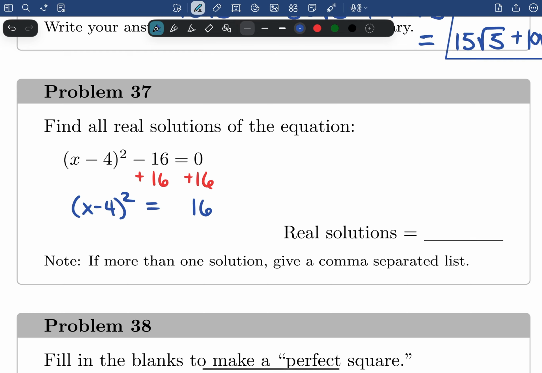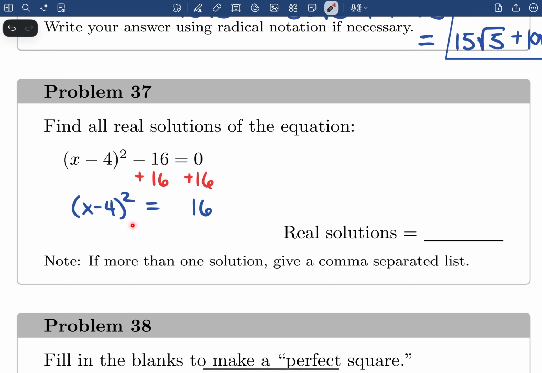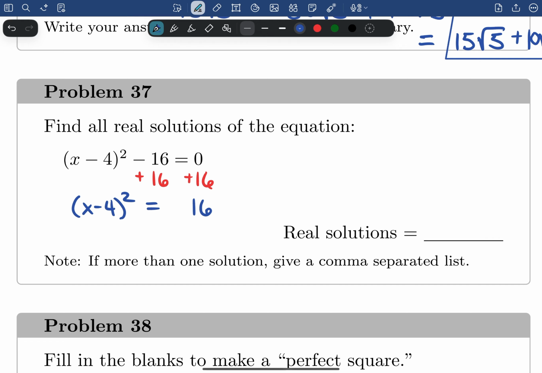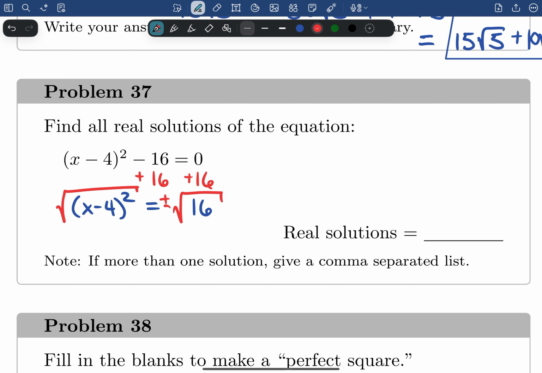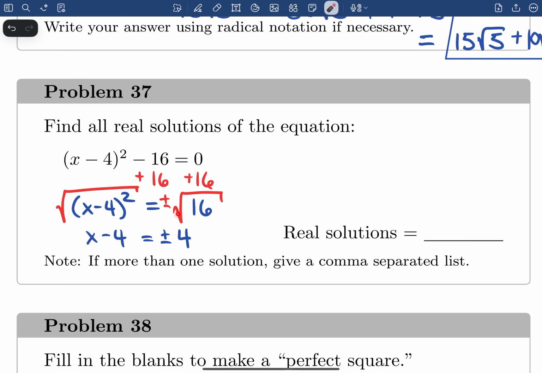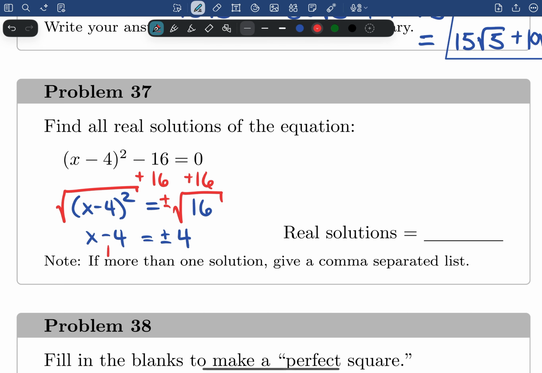Okay, and now that I have the thing that is being squared by itself, I can apply the square root property, which says when I square root both sides of an equation, I need to include a plus or minus sign because there are two possible solutions for what the stuff under the radical could be. And so I end up with x minus 4 equals plus or minus the square root of 16, which is 4. Okay, so I simplified the square root of 16. It's 4. At this point, all I have to do is add 4 to the other side. So I'm going to add this 4 to get x all by itself.